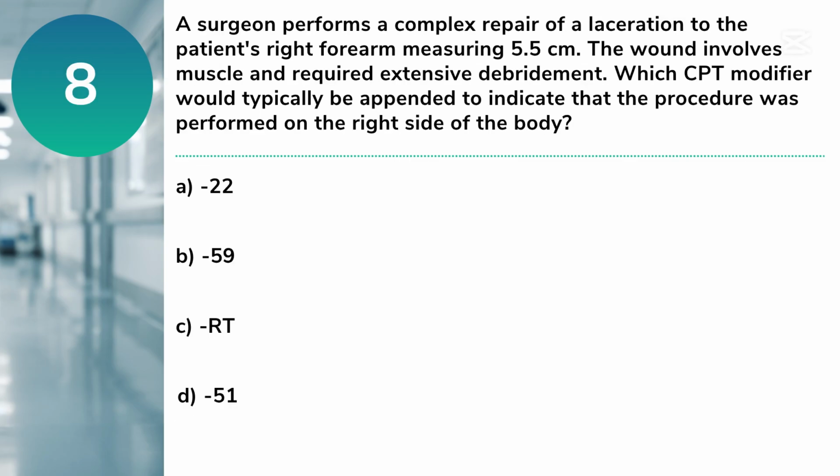Question 8. A surgeon performs a complex repair of a laceration to the patient's right forearm measuring 5.5 centimeters. The wound involves muscle and required extensive debridement. Which CPT modifier would typically be appended to indicate that the procedure was performed on the right side of the body? A. -22. B. -59. C. RT. D. -51.